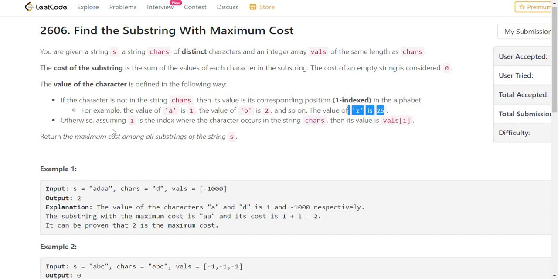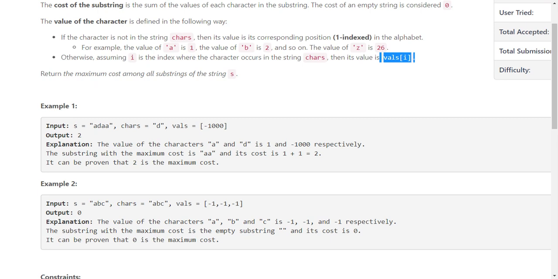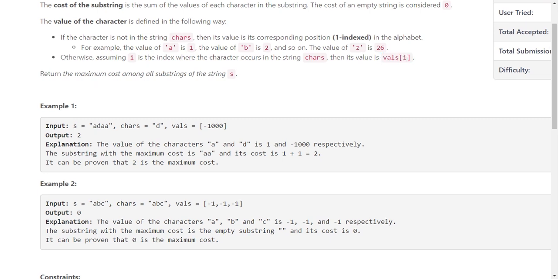But if the value is present in the chars array, then it will contribute corresponding to its position. For example, if a character is present at the ith index in the chars array, then it will contribute vals of i, right? After doing all these things, we have to find the maximum cost among all substrings of the string S. Okay. Now the basic idea is, if a character is contributing a positive value, that means you can always take it. For example, suppose all of these are contributing positively, then the longest length substring will be the answer, right? But some of the characters, especially present here, may be contributing negatively.